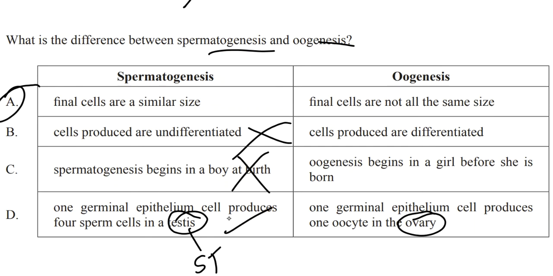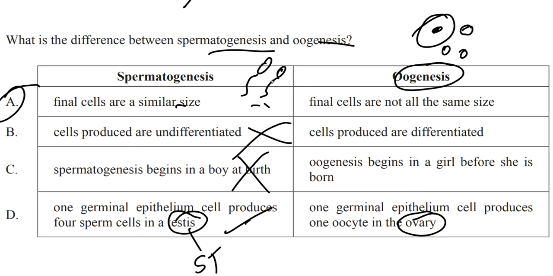And if I had to pick between A and D, I would probably pick A for this question, because of similar size versus not all similar size, because oogenesis forms polar bodies, right? You're going to have three polar bodies and one big egg cell. And in spermatogenesis, you just have all sperm that are really small and of similar size. So A seems to be the correct answer.